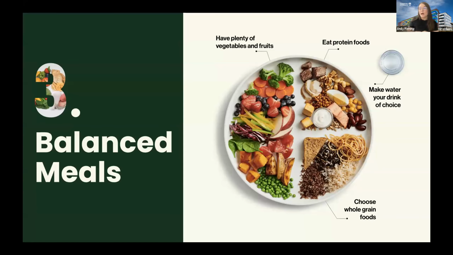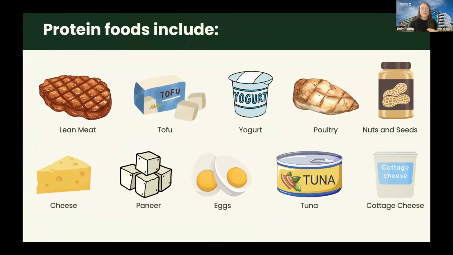So we'll go through protein foods in a bit more detail because there's something that we should know, which is that protein foods, the reason that we're having them is that they also help slow how fast our blood sugar increases after we eat. So protein foods include things like lean meat, tofu, paneer, eggs, tuna, poultry, nuts and seeds, and the other options on the screen.